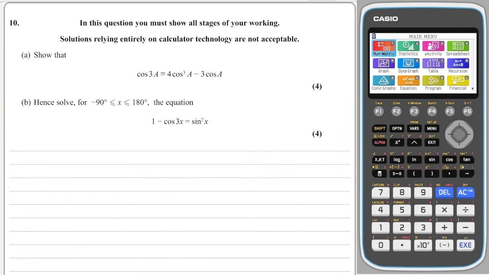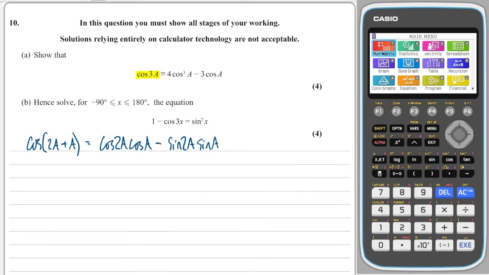Question 10. We have that cos 3A is equivalent to 4 cos cubed A minus 3 cos A. So we need to know the compound angle formula for cosine. So I could write that cosine of 2A plus A will equal cos of 2A multiplied by cos of A, minus sine of 2A times by sine of A. So that's the compound angle formula for cosine.